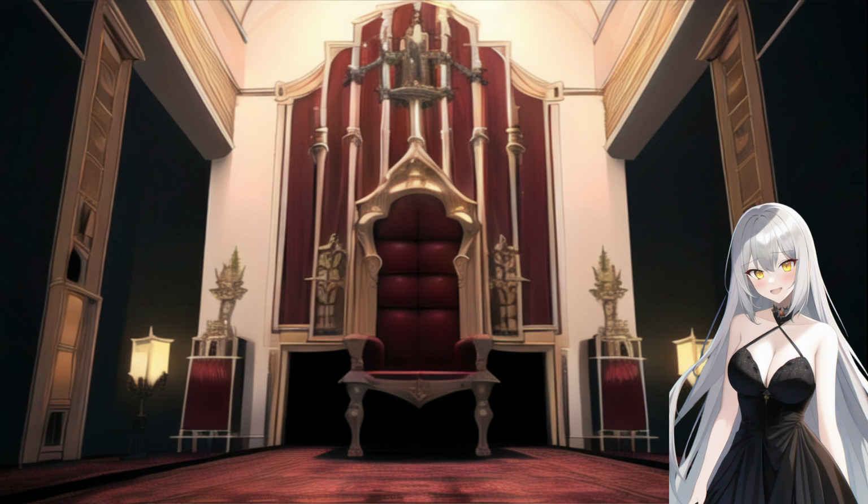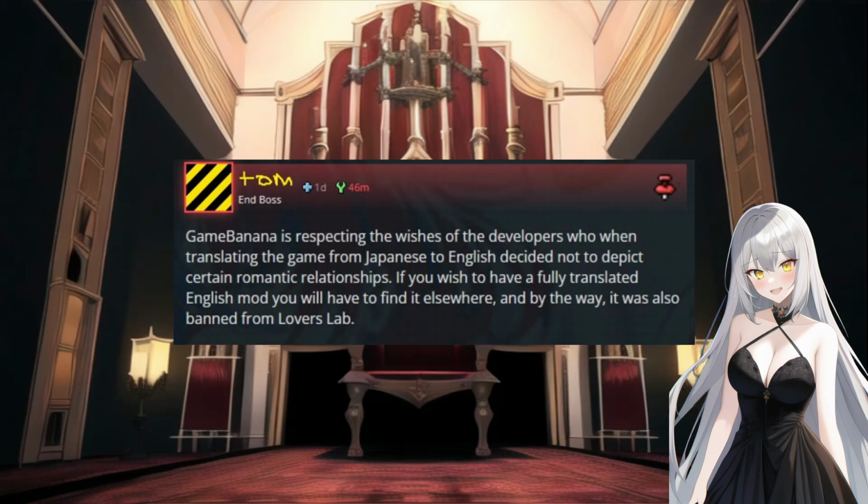GameBanana, after removing the update to the mod, goes on to post their justification. They first stated that they're respecting the wishes of the developers who, when translating the game, decided not to depict certain romantic relationships. For a mod hosting website, this is the most ridiculous statement ever. Mods exist to modify content of a complete and shipped game to the audience's liking, whether or not the mod supports the dev's vision. If mods were made to respect a dev's decision, 90% of mods just wouldn't exist.